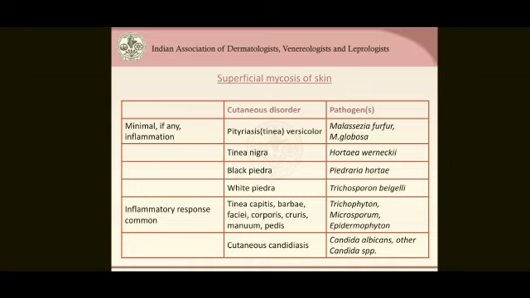So again, the superficial mycosis is subdivided into inflammatory and non-inflammatory. Some cutaneous fungal infection will show minimal inflammation, that is Pityriasis versicolor, Tinea nigra, black piedra, white piedra, and some fungal infection which shows inflammatory response will be Tinea capitis, Tinea barbae, Tinea faciei, corporis, cruris, manuum, pedis, and cutaneous Candidiasis also. So each one of it will be discussed later in the class.